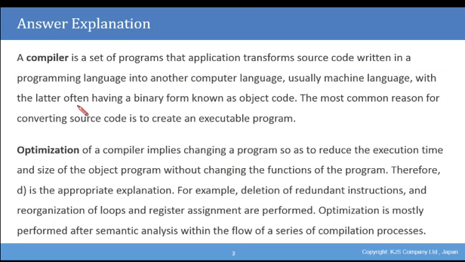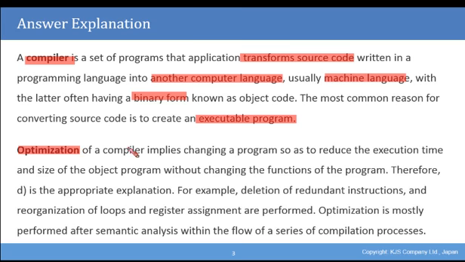So let's have a look at the answer and a couple of definitions that we should know to help solve this question. So firstly, a compiler is a set of programs that transforms source code written in a programming language into another computer language, usually machine language, with the latter often having a binary form known as object code. The most common reason for converting source code is to create an executable program.